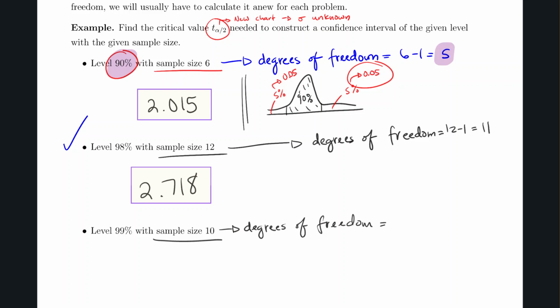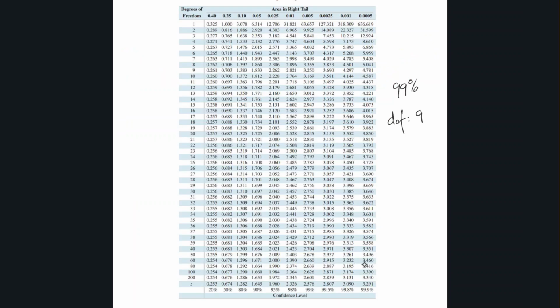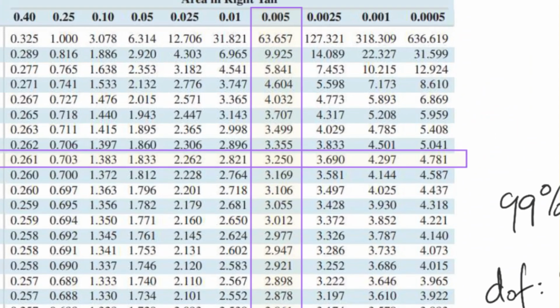It's always 1 less than the sample size, so 10 minus 1 is 9. So I'm going to be looking for when the 99% column intersects the 9 row. So here I've got my 99% column confidence level, my row for degrees of freedom 9. We see where they intersect, and that would give me a critical value, or z-score, of 3.250.